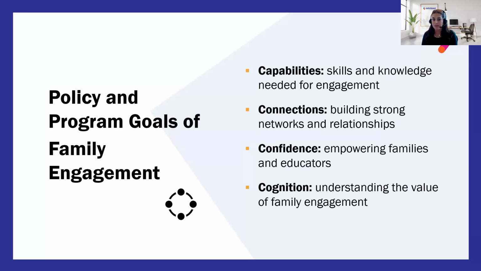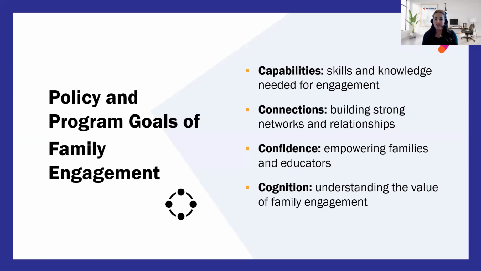An effective family engagement program will build and enhance these 4 C's that you see on the slide, both for staff and for families. And so capabilities is the first one, right? And this is skills and knowledge that are necessary for effective engagement. What does that really mean or look like? So this includes human capital skills, your knowledge.